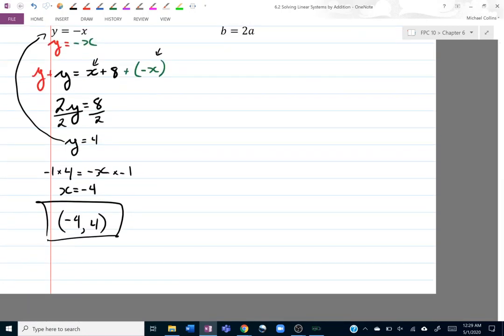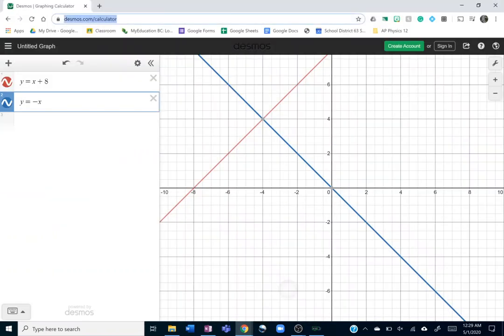This works really nicely, especially if you don't have a nice point. This one is a nice point, negative 4, 4, but sometimes they're not. If we take a look, what I've done is I have, in fact, graphed these. This red line is the x minus 8, and the blue line is the negative x, and if I tap that point, the solution is negative 4, 4. So if you want, you can use Desmos to double check these. Graph the two lines and see if the intersection point is the answer that you got. However, you will need to be able to do this algebraically as well.